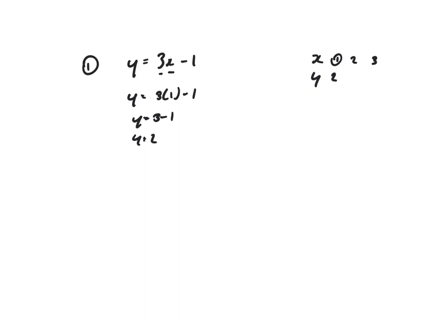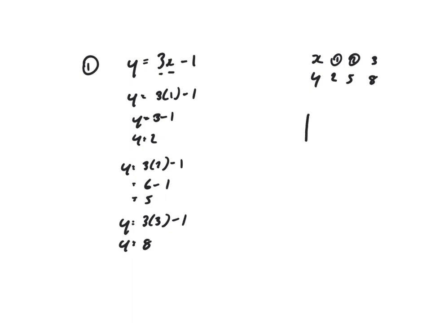Okay, so if the x coordinate was 2, then it would be y equals 3 lots of 2 minus 1, which is 6 minus 1, which is 5. And then finally, if the x coordinate was 3, then that would be 3 lots of 3 minus 1. 3 3s are 9, minus 1 is 8. And I've got a y coordinate of 8.